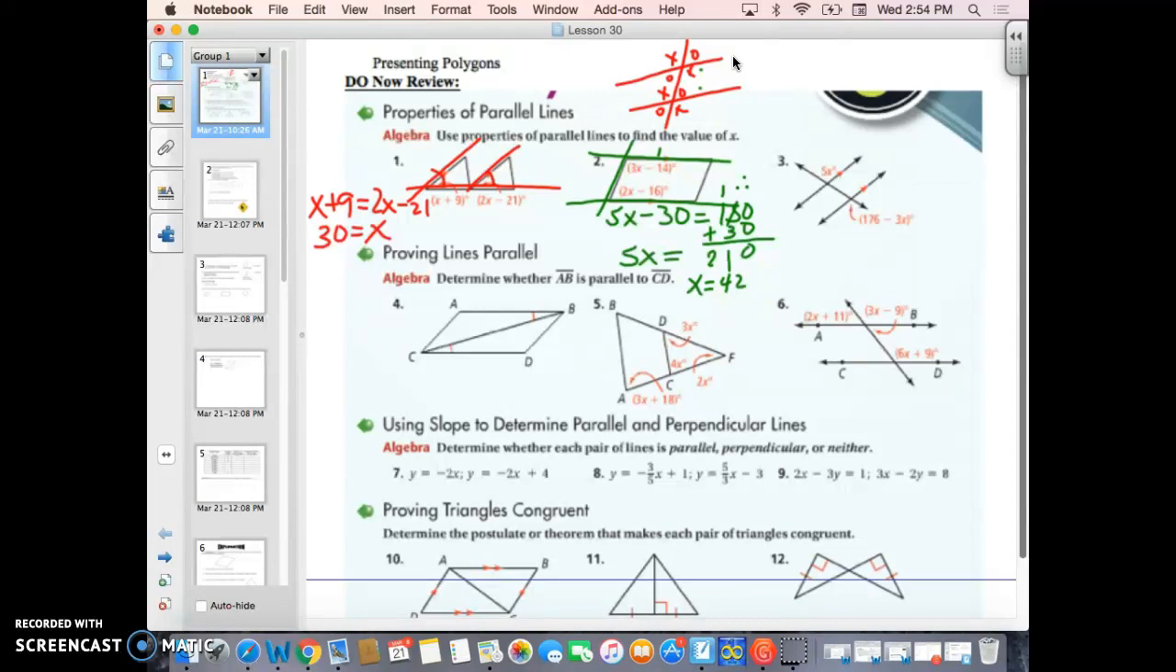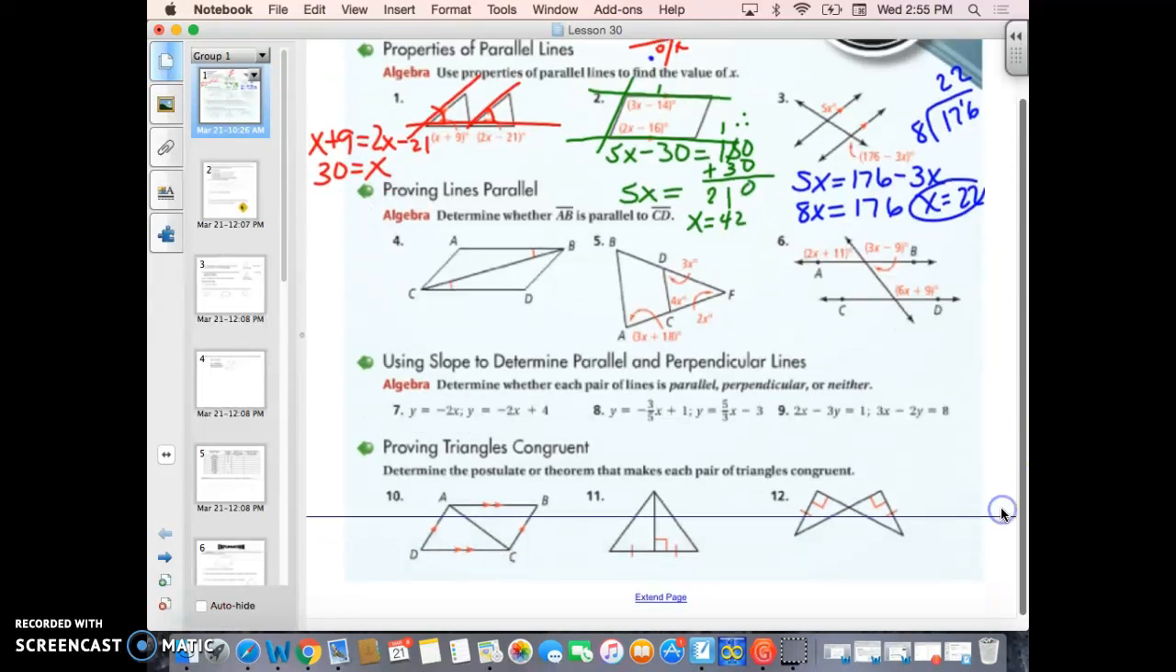And then the third example, here you can see that you've got this position and this position, and those are both O's, so that's alternate exterior angles. So they're going to be congruent to each other. So I'm going to add 3x, 8x equals 176, and then you just do 176 divided by 8, it's 22. So again, you have to know the relationships to know how to set up the equations to get it correct.